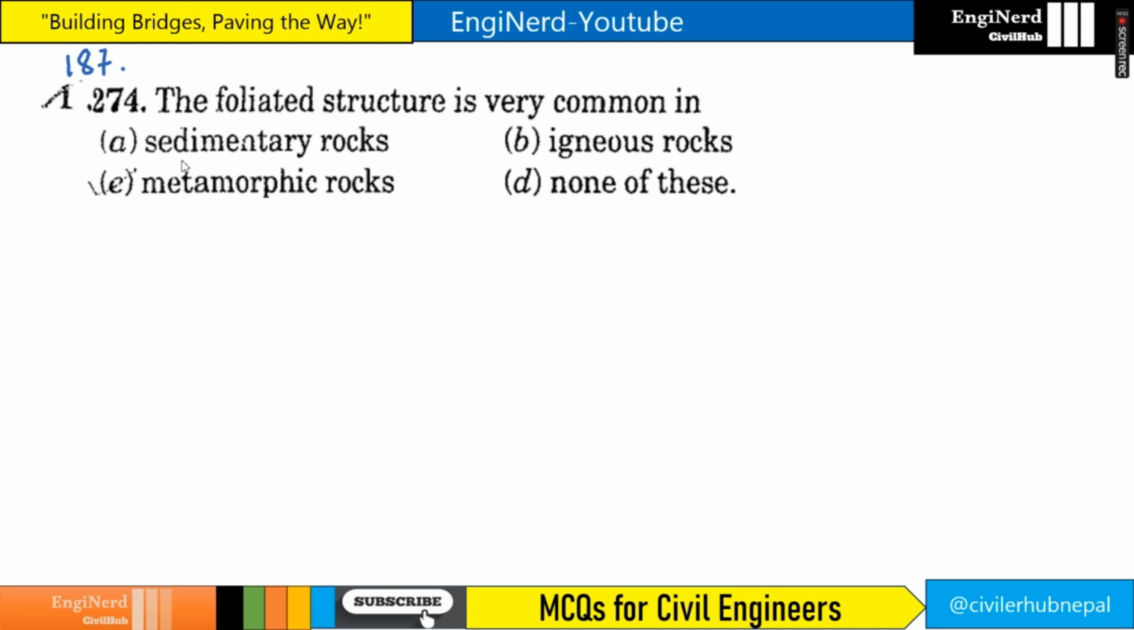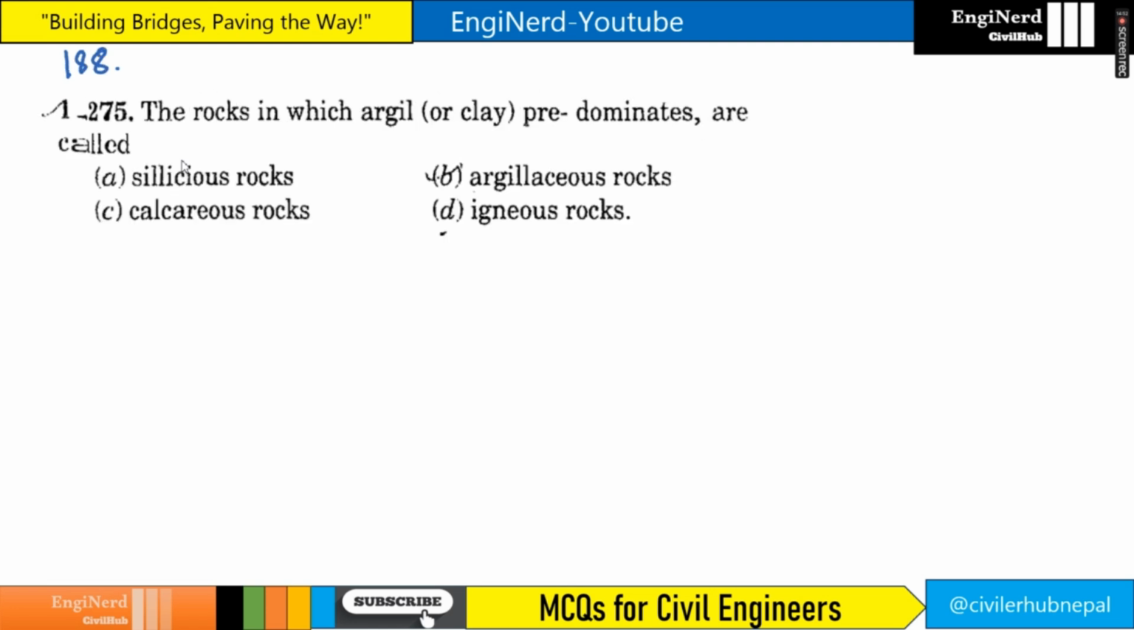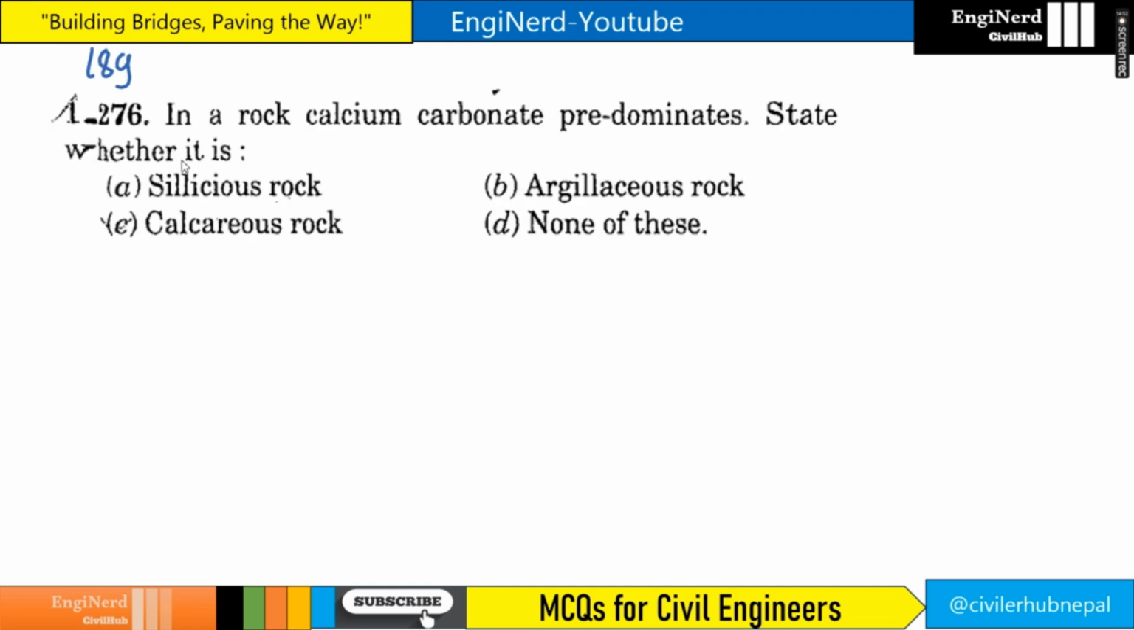The foliated structure is very common in metamorphic rock, right? The rocks in which argillaceous clay predominates are called argillaceous rock. This is chemical classification, right? In a rock, calcium carbonate predominates. So when calcium carbonate predominates, that is calcareous rock, right? Example, marbles.